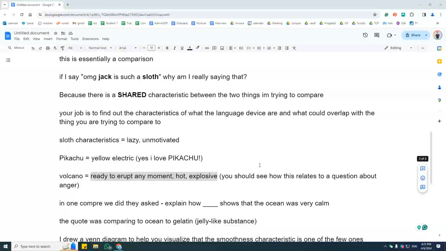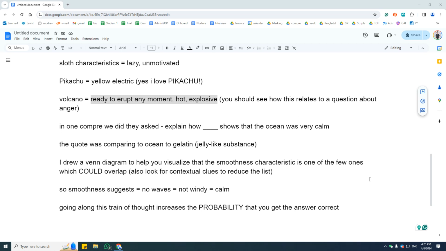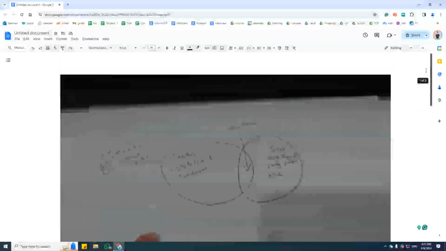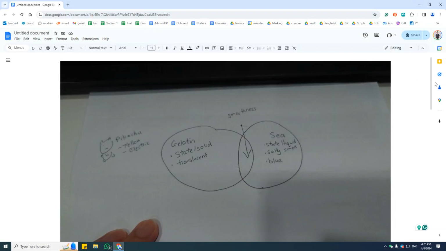I hope that makes sense, okay? I hope that wasn't too fast. So basically, going along this train of thought helps to increase the probability that you get the answer correct. I won't say that you will get the answer correct, but it's always a probability statistic game. Alright?